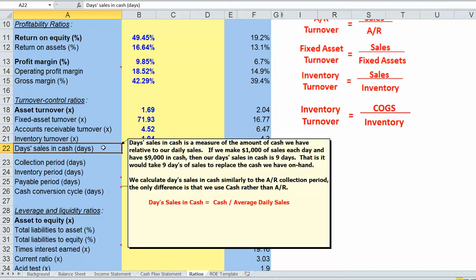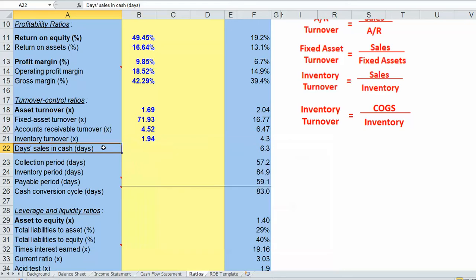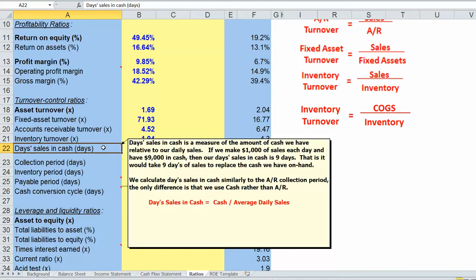We calculate our day sales in cash similar to the way we calculate our AR collection period. The only real difference is we use cash rather than accounts receivable. So if you can calculate your AR collection period, you can also easily calculate your days sales in cash. I find the easiest way to calculate our days sales in cash is to first calculate average daily sales.